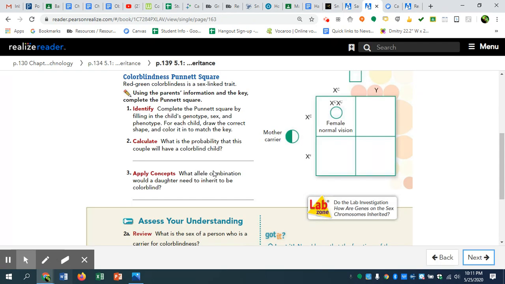What allele combination would a daughter need to inherit to be colorblind? Okay, so the only way that a girl will be colorblind is if she has two recessive alleles for color blindness. So her father would have to be colorblind, and her mother would have to be colorblind, or the mother would have to be a carrier.